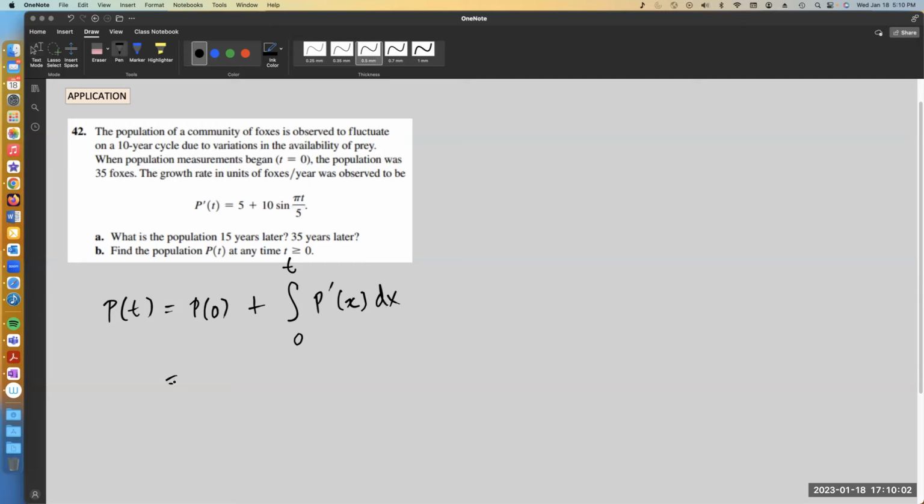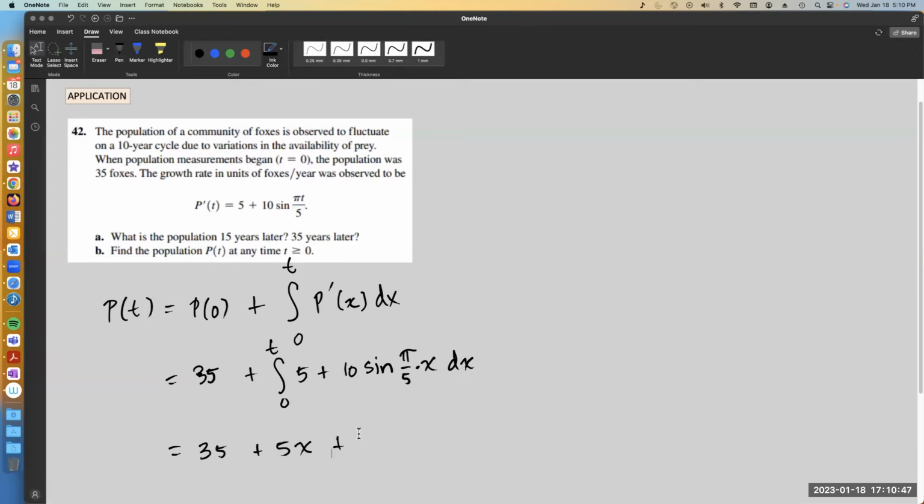All right, let's plug and chug. P of 0 is 35 plus the integral from 0 to t of 5 plus 10 sine. I'm going to write this angle as pi over 5 times x dx, just to make it more obvious what the coefficient of x is, because that's a linear substitution. That gives us 35, which is not part of the antiderivative. Now we're first going to integrate 5 with respect to x.